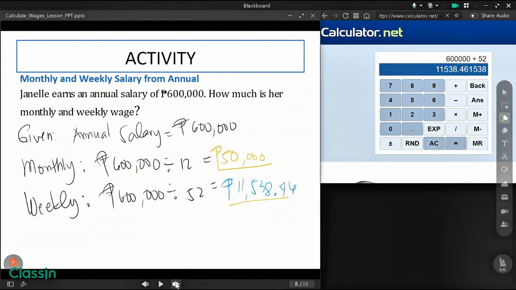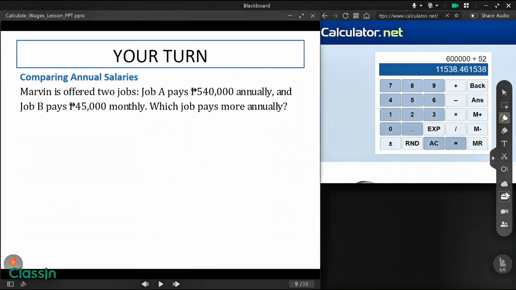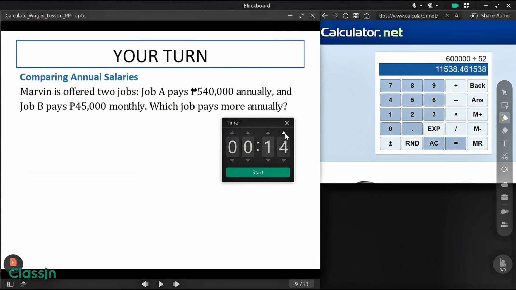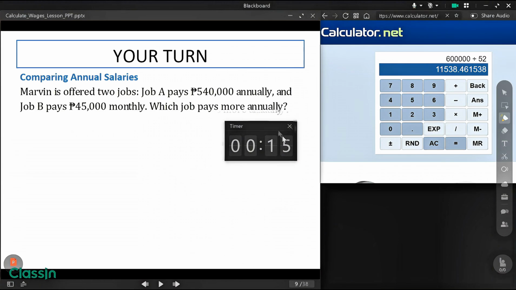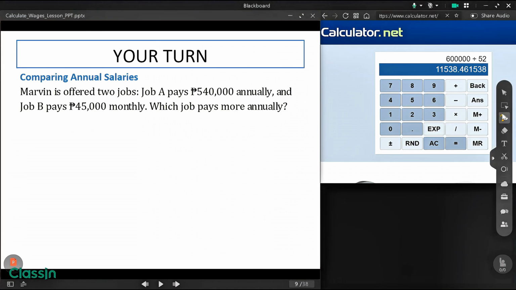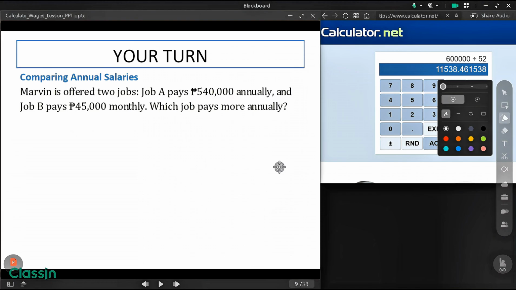Now it's your turn. Would you mind trying it in 15 seconds? Your timer starts now. Alright, time's up. Now let's check your answer. Let's read the problem first. Marvin is offered two jobs. Job A pays 540,000 annual, and Job B pays 45,000 monthly. Question: which job pays more annually?